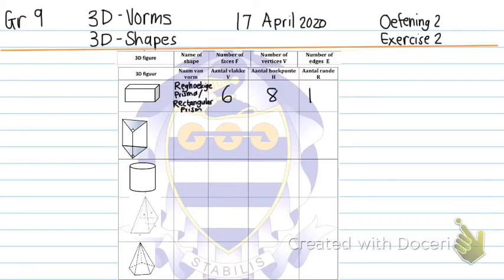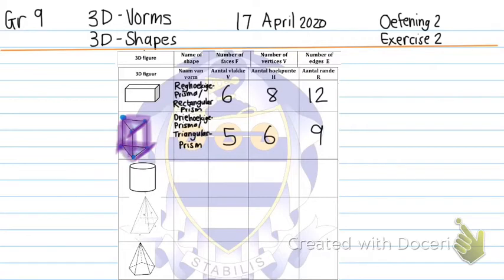A rectangular prism has 6 faces, 8 vertices, and 12 edges. Then I have a triangular prism. The triangular prism has 5 faces, 6 vertices, and 9 edges. Let's quickly just count the vertices. It's 1, 2, 3, 4, 5, 6 vertices. Let's count the edges. 1, 2, 3, 4, 5, 6, 7, 8, 9. Okay, that's how I counted it.